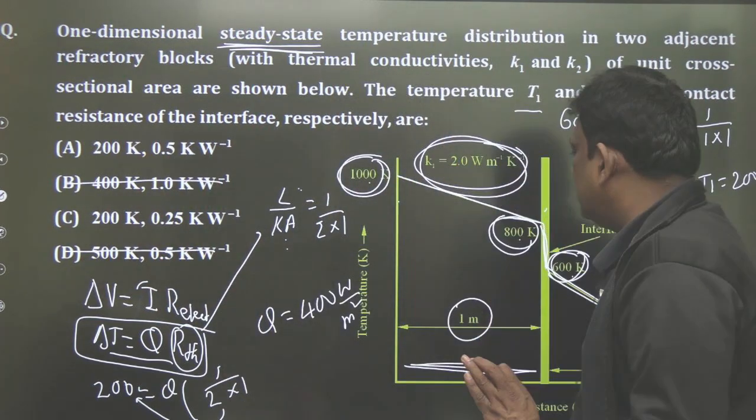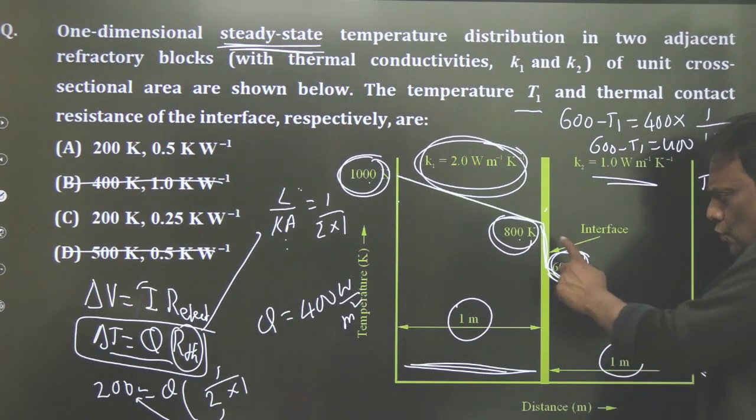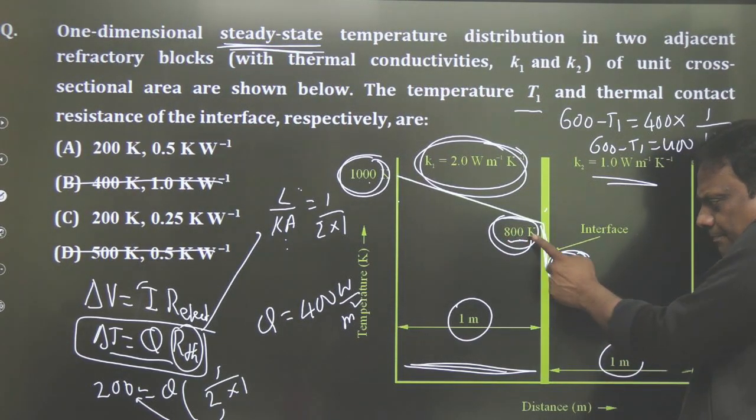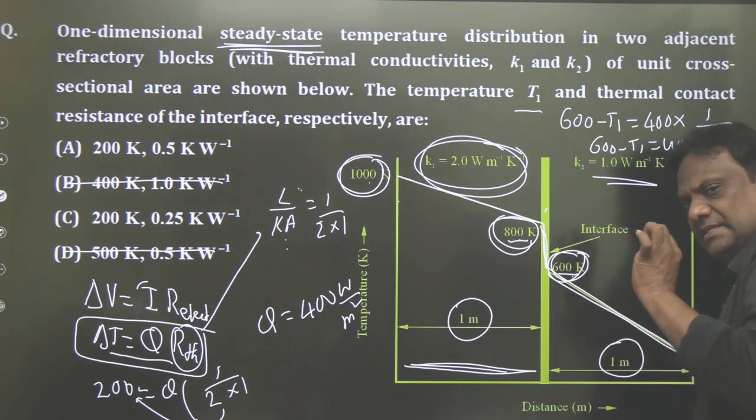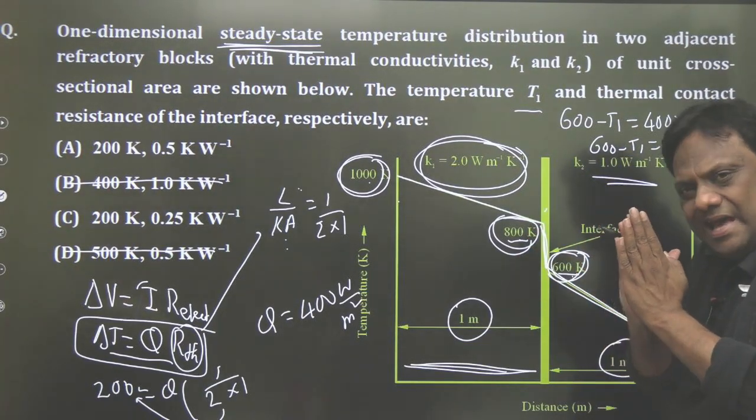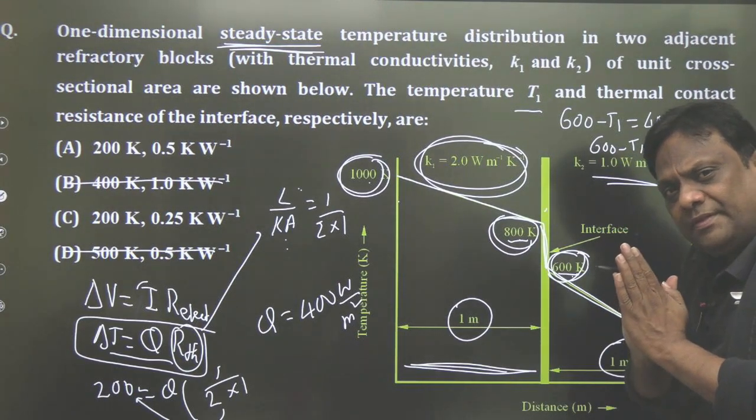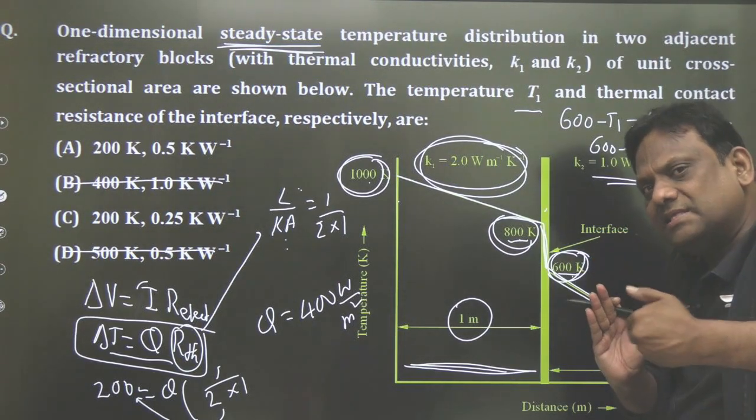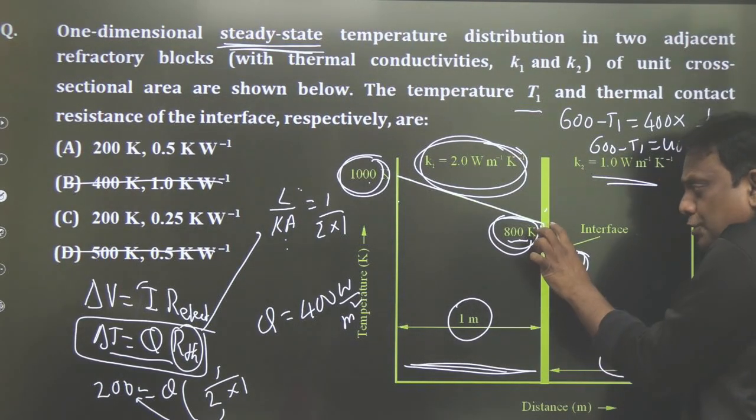Very good. Now, what is he asking? The thermal contact resistance. Very simple, sirs. You know the left side temperature as 800 and the right side temperature as 600. In between these two, why is there a temperature drop? Maybe some gases or air is trapped. The thermal conductivity of air is very low, therefore the resistance is very large. As the resistance is very large, in a very small gap there is a huge drop.